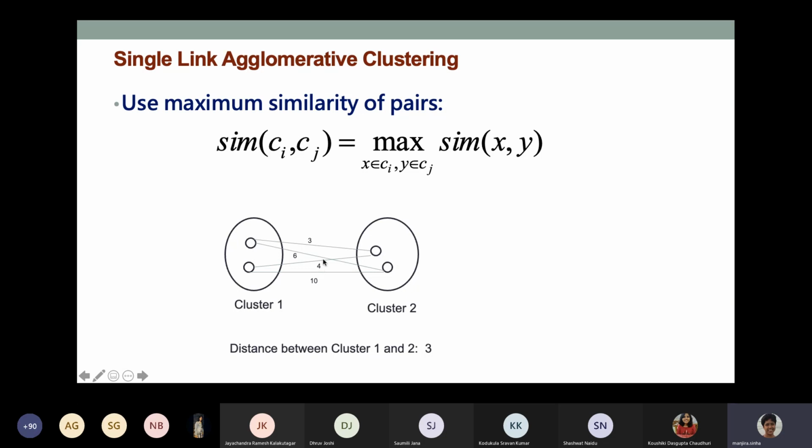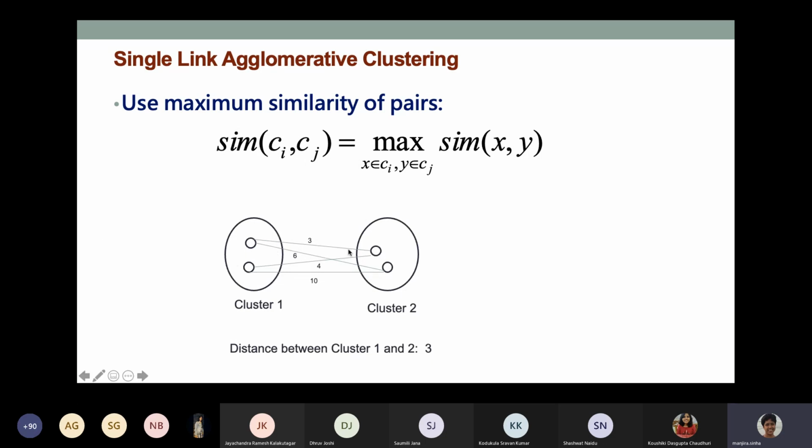The idea is that for the single link approach, we will take the minimum distance. The idea is that we will take the distance measure between the closest nodes across the two clusters.